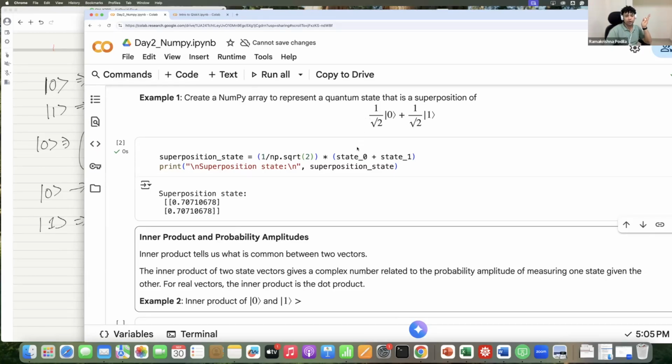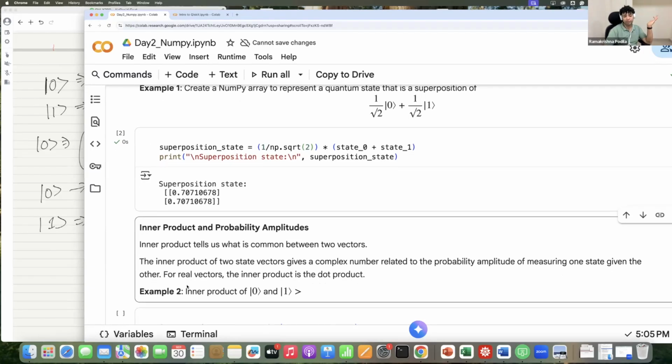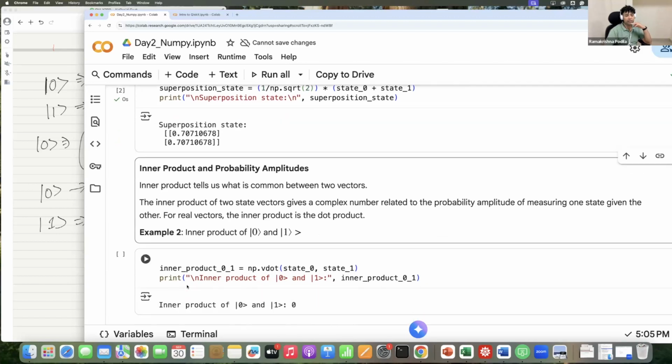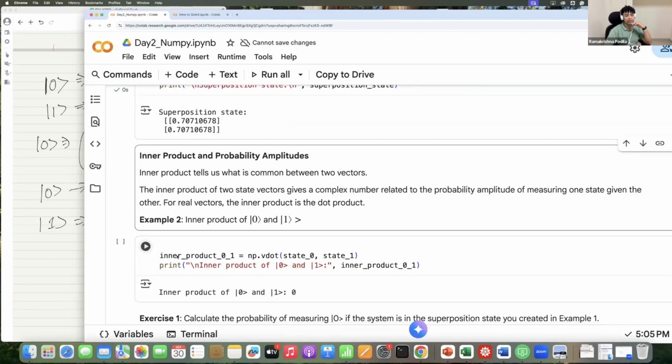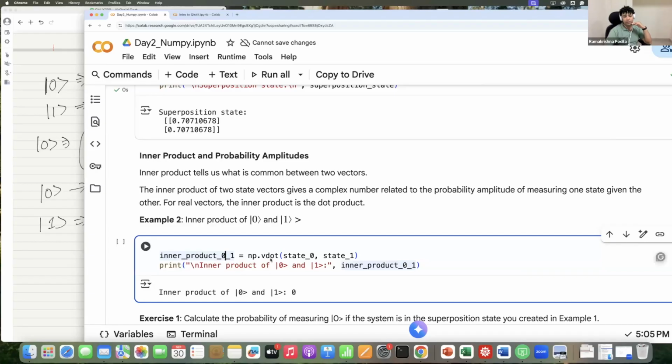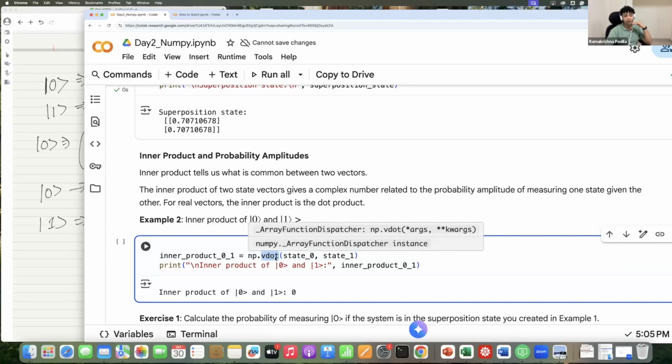So I see that most of you are able to see that the inner product of 0 and 1 is 0 here. Again, this depends upon what 0 and 1 are, the way you have defined them, right? They're orthogonal, that's right. In general, when we want to evaluate the inner product, you can just do a dot product. But here you see I'm using this command called vdot. vdot is different from np dot.